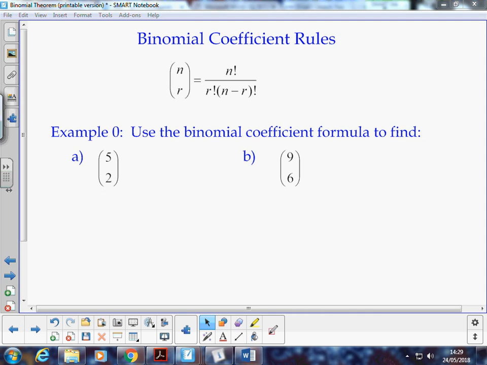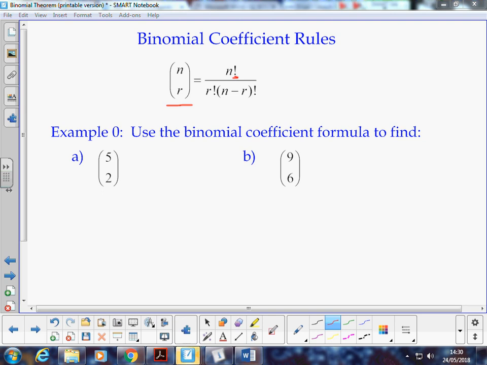Okay, so we're in the binomial theorem topic and we're having a look at the binomial coefficient formula here. We've come across the idea of n choose r, or combinations, and we've come across the idea of the factorial operation. So this is a way in which they're connected.